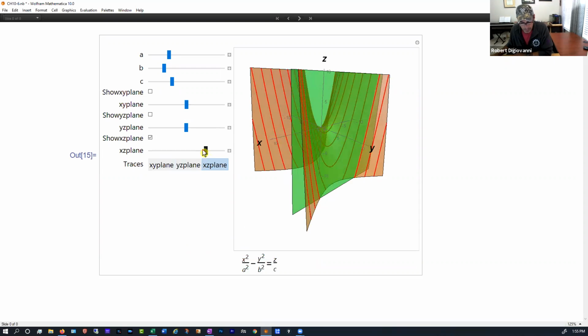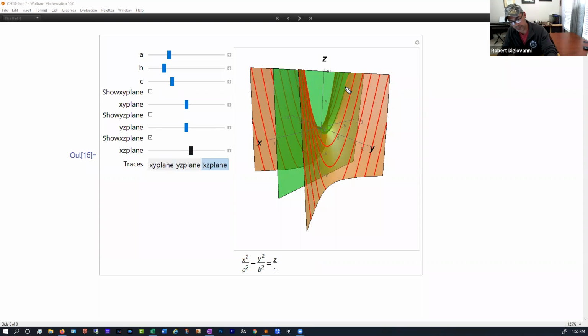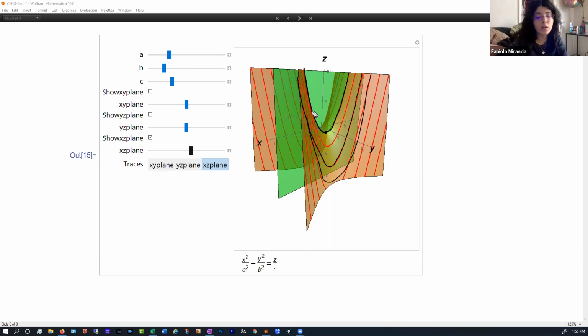Let me back that up. A little too far. Okay, right there. Right here where that plane hits is one specific parabola. That's only one, so it has a certain vertex. But if I change my y value and come a little bit further out to the right, I'm going to have a different parabola, and then a different one. Each one of my traces is a different unique parabola.